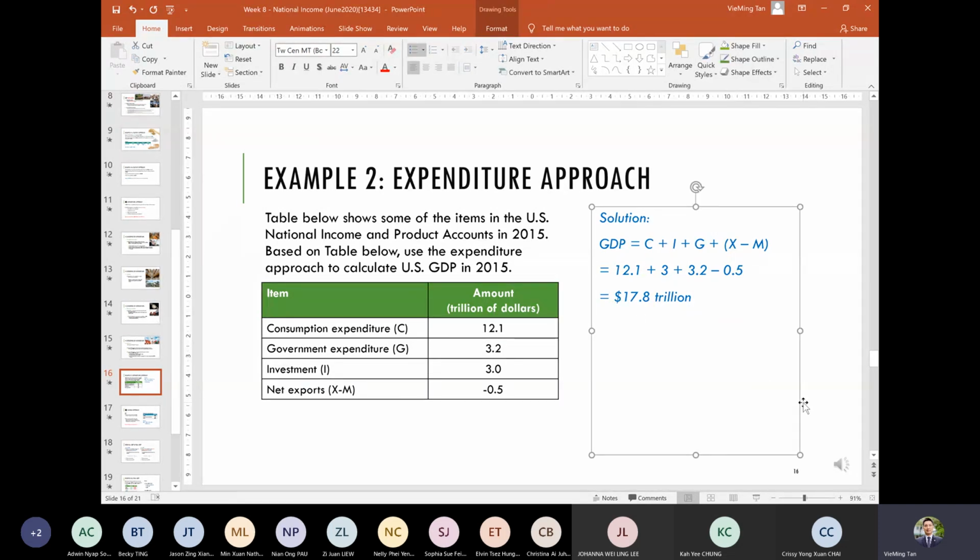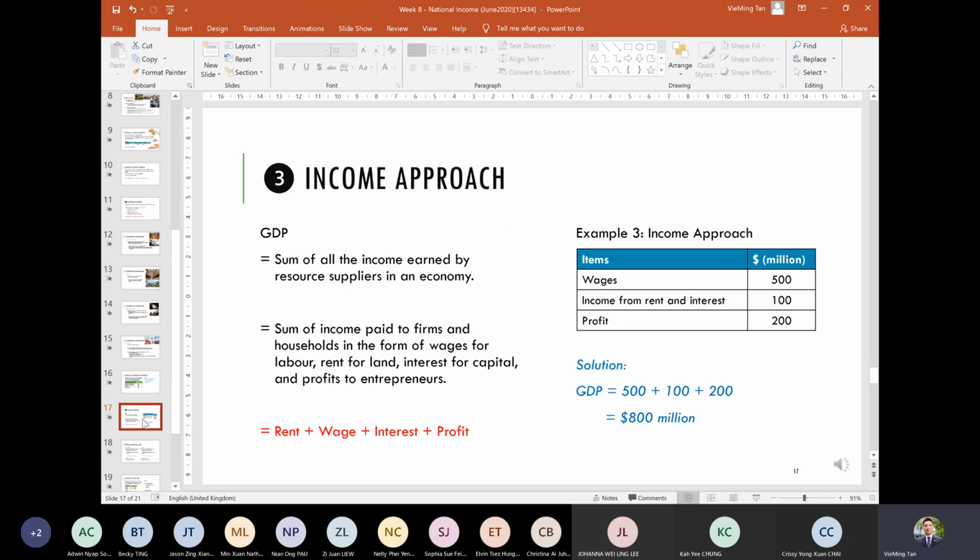So far, any questions on the expenditure approach? I'll stop for a while. Any questions so far? The formula you need to remember, all right? This formula you have to remember. If no other questions, we'll move on to the third approach, which is called the income approach.